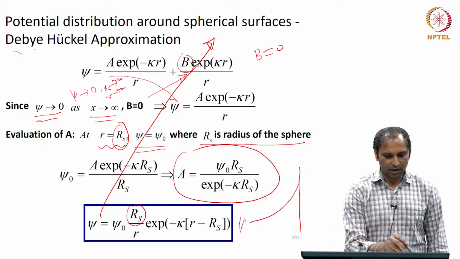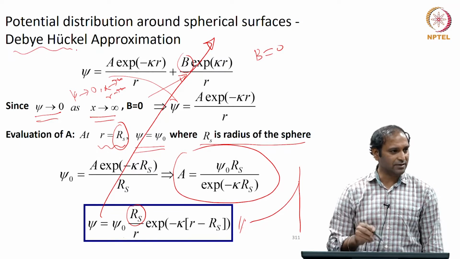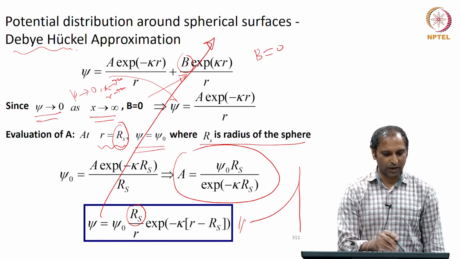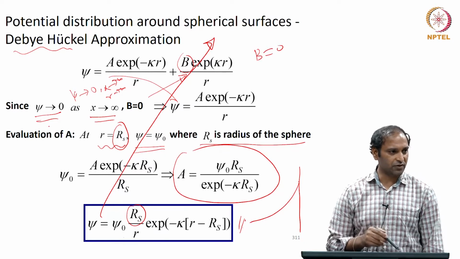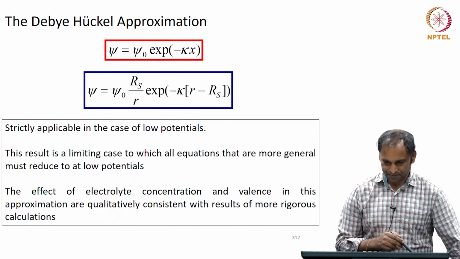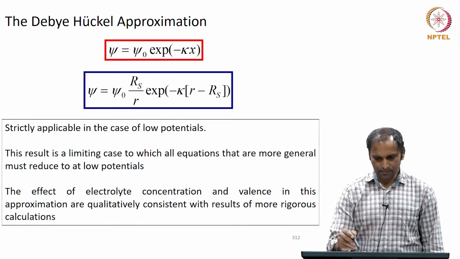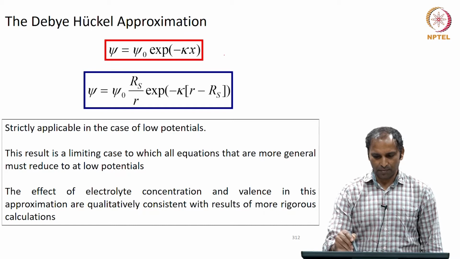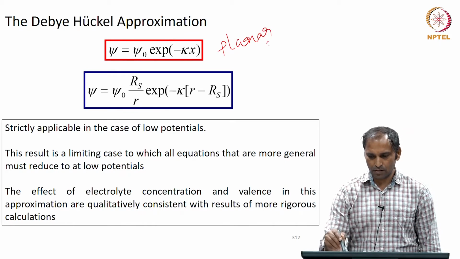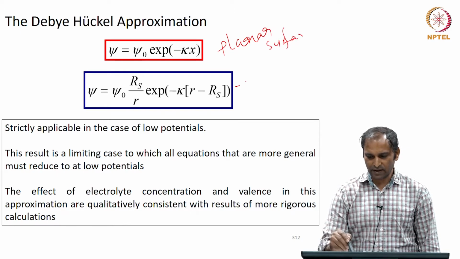Again, this is a Debye-Huckel approximation, because we have considered the case of low potential. That is when we can have a linearized version of the Poisson-Boltzmann equation. This is just a comparison. That is for the planar surfaces. That is for curved or spherical surfaces.